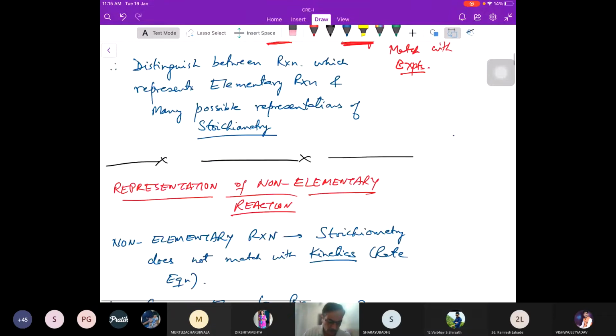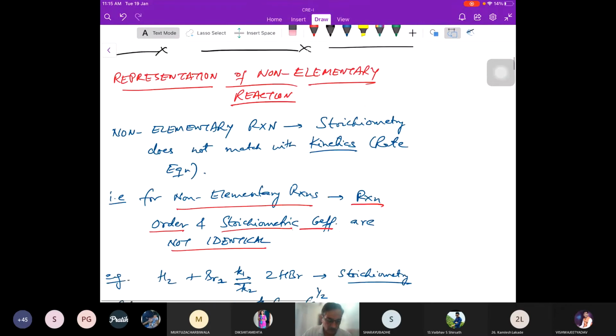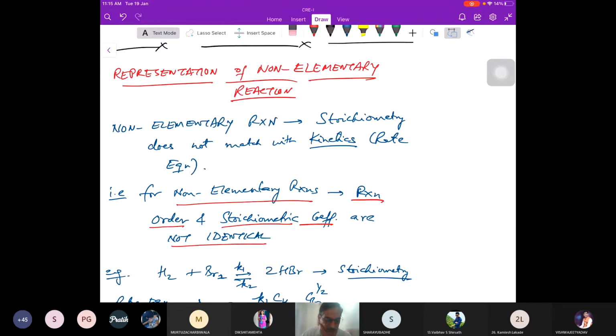Yes. Okay. So now, once we know the difference between elementary and non-elementary, we need to see how we write non-elementary reactions, because not all reactions are elementary. Some of them are, so it's easy. But when we encounter non-elementary reactions, then we need to find a way of writing those reactions, right? So a non-elementary reaction is one in which stoichiometry does not match with kinetics or the rate equation.